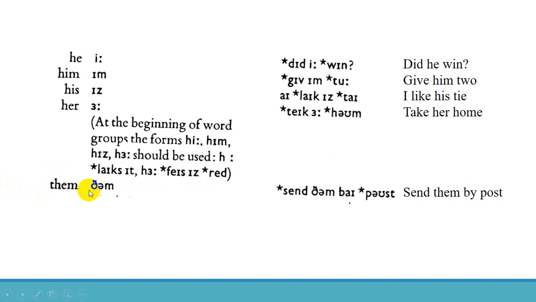The strong form of it is with a short vowel. The weak form of it is with a schwa. We say them, not them. Okay? Try to make it as short as possible. For example, send them by post.